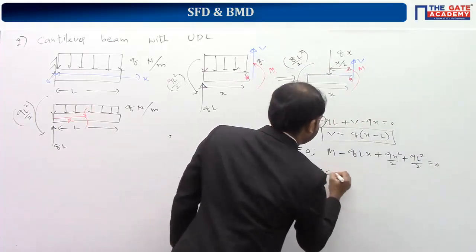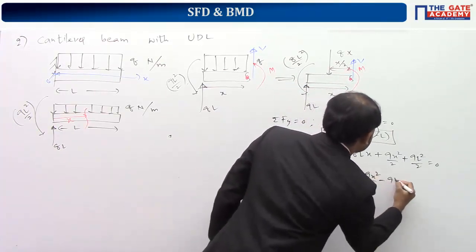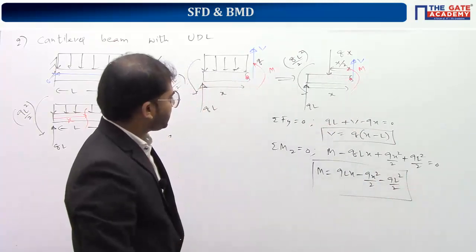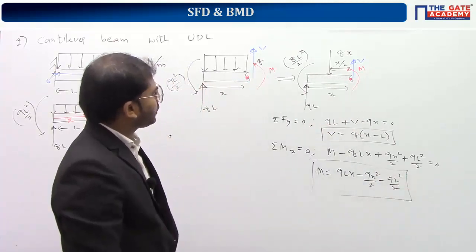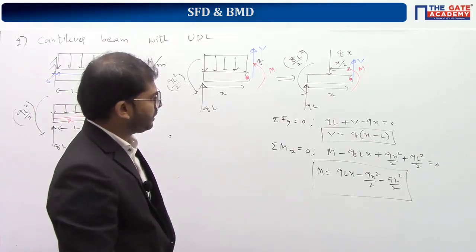This gives us the value of M as QLx minus Qx square by 2 minus QL square by 2. This is the value of the bending moment equation. Understand? So M: anti-clockwise, QL into x clockwise, Qx square by 2 anti-clockwise, QL square by 2 anti-clockwise.